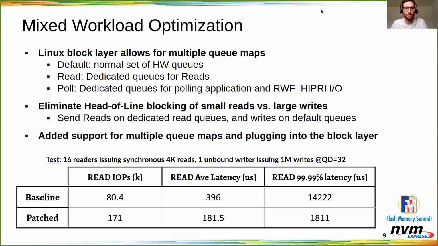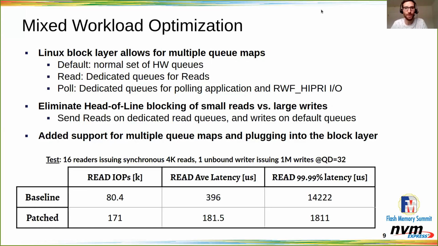So what we did is allocate additional queues in NVMe TCP depending on the user request. And then we plugged it into the block layer and ran a benchmark to see what the improvement is. So the baseline test was basically to have 16 readers. Each of them is doing synchronous reads, just one by one.